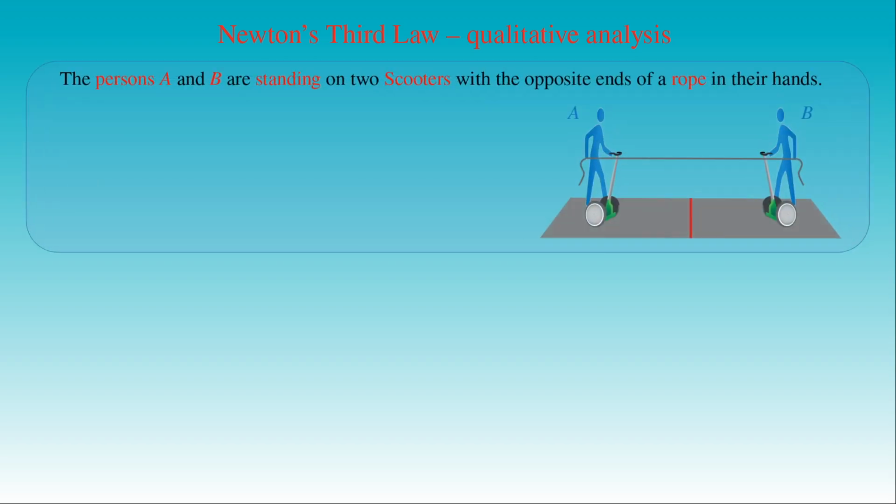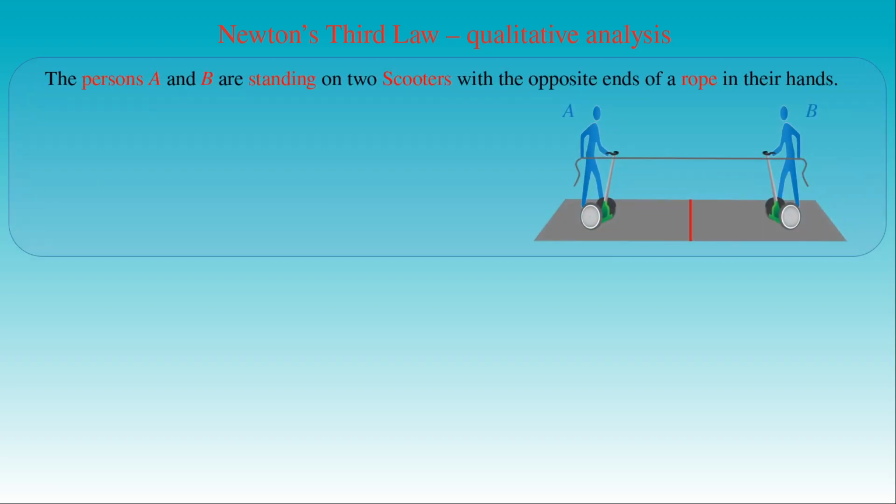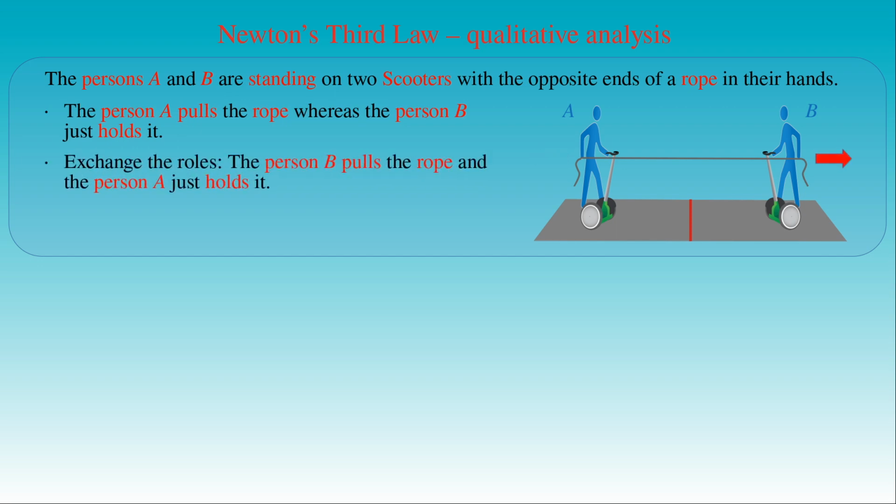Now we consider an experiment which allows us to have some qualitative analysis of this phenomenon. Let us suppose that the persons A and B are standing on two Segway scooters, with the opposite ends of a rope in their hands. We will study three different cases with this experiment setup. In the first case, the person A pulls the rope, whereas the person B just holds it. In the second case, we exchange the roles of the persons, the person B pulls the rope, while the person A only holds it. In the third case, both the persons pull the rope.